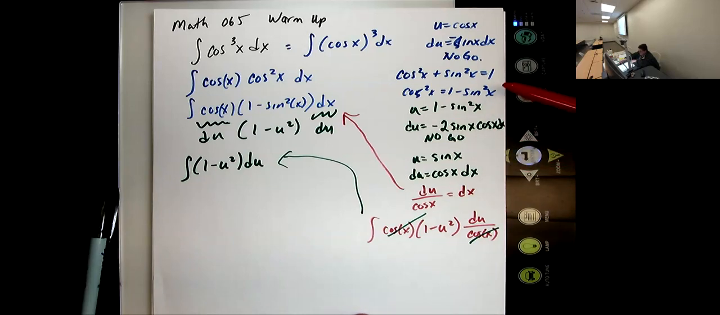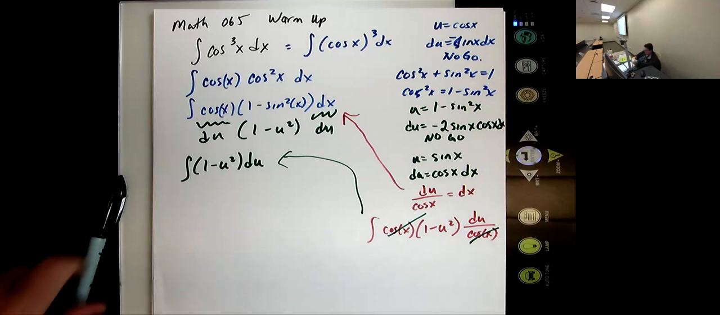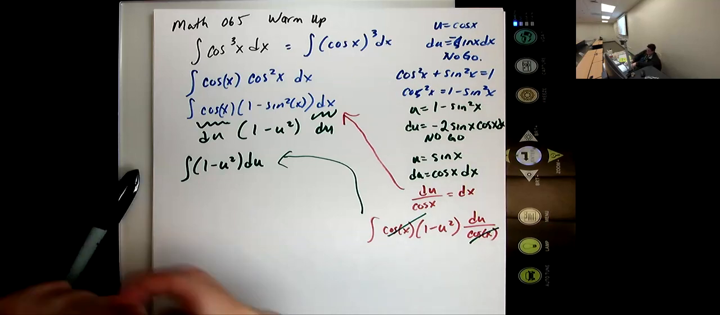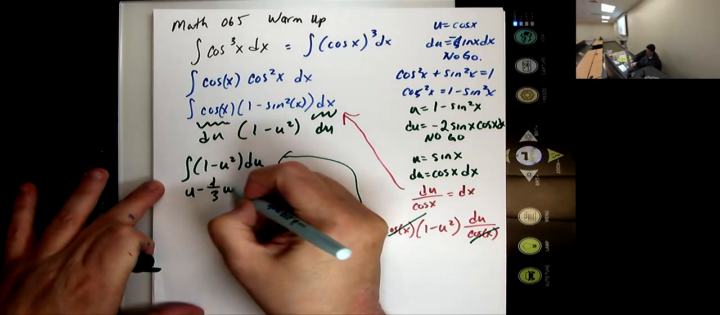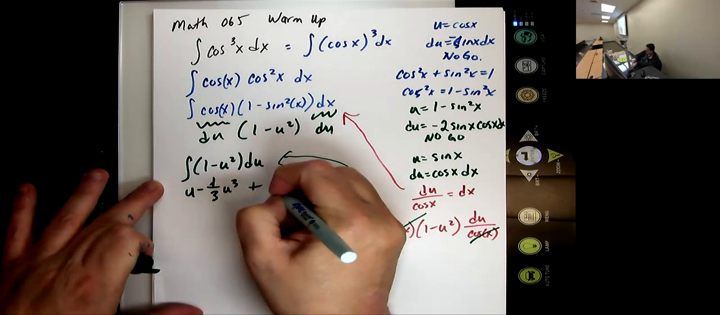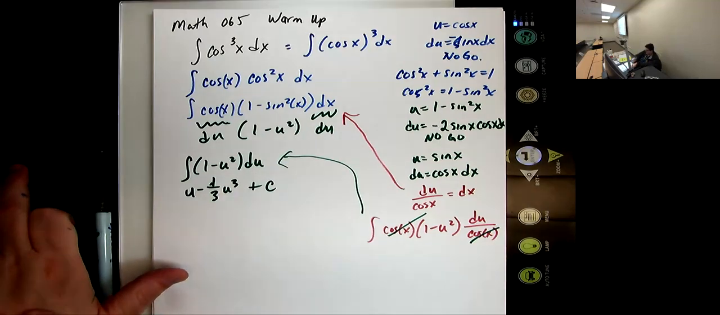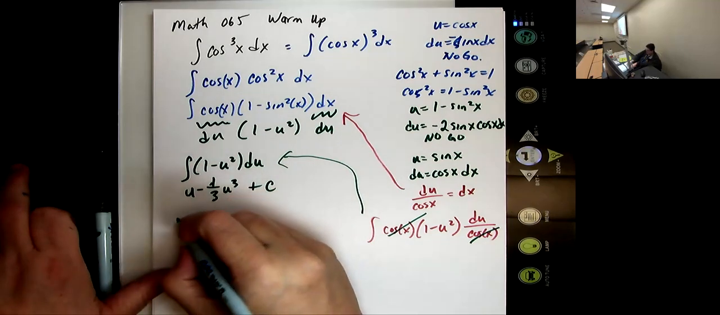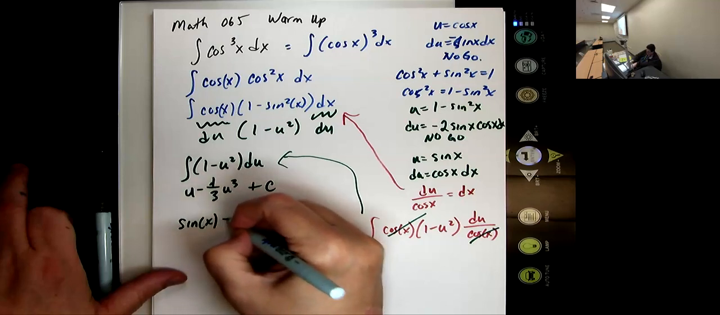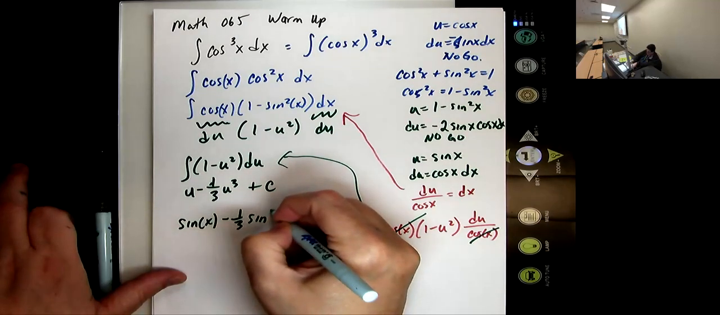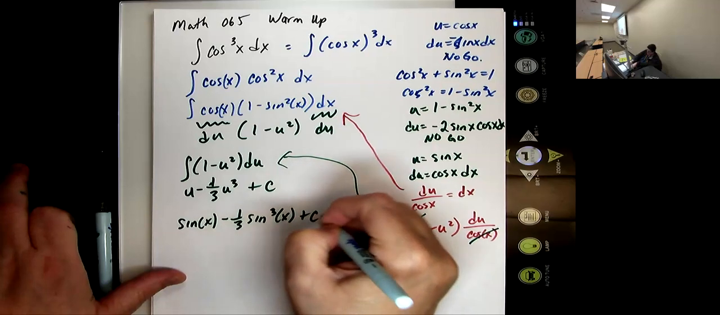And that works. So if I integrate this, I get u minus 1/3 u cubed plus c. And we put sine x back in. And I've got sine x minus 1/3 sine cubed x plus c.